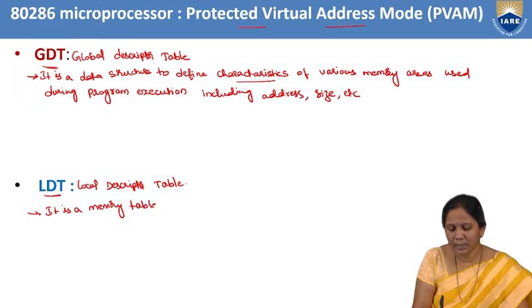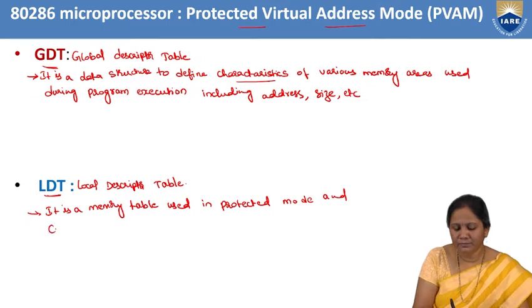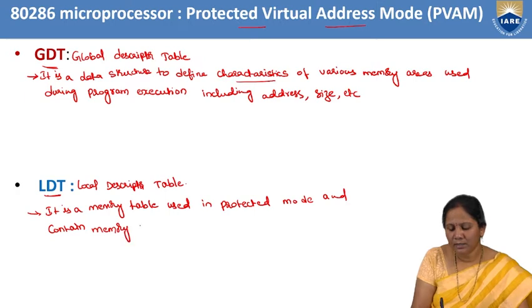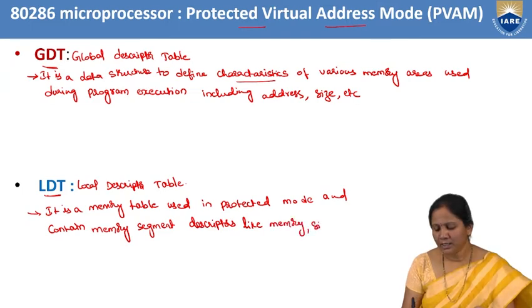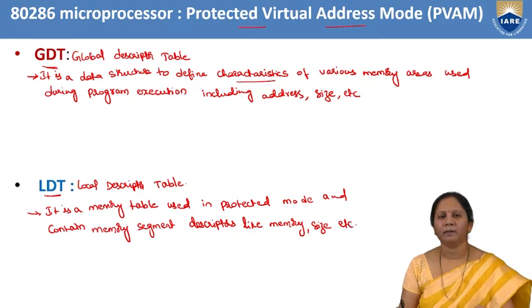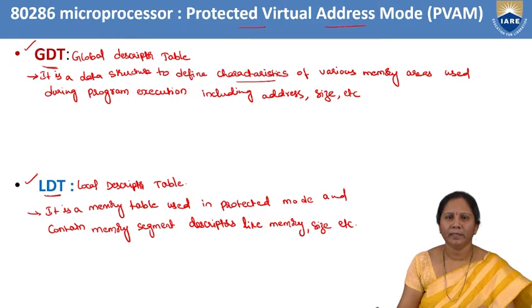It is a memory table used in protected mode and contains memory segment descriptors. So here descriptors like memory, size, etc. So these are the basic differences between this GDT and LDT.